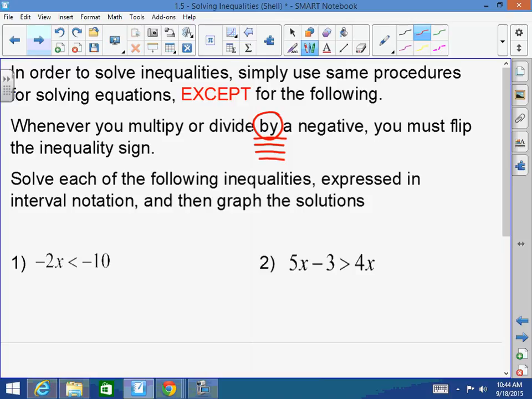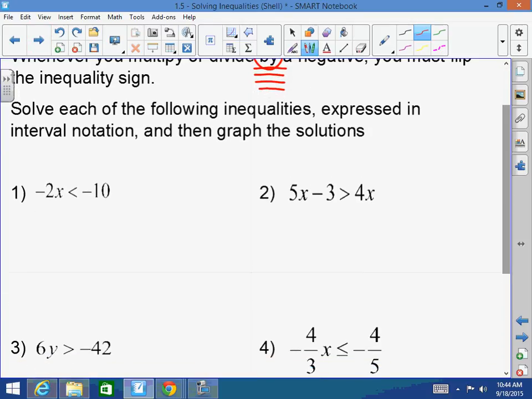For example, here I want you to solve each of the following inequalities, express them in interval notation, and then graph the solutions. Well, in this case, we use the same skills as equations. How do I get this x alone? Divide by -2. But listen to what we said. If I'm dividing by a negative, what do I do to that inequality? Very good. So x is less than 5.